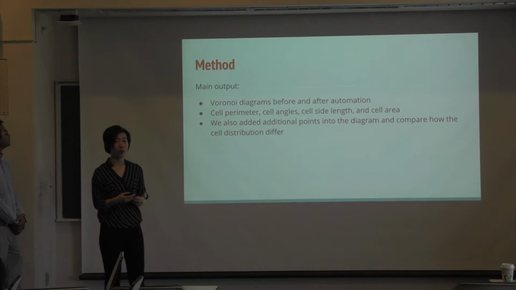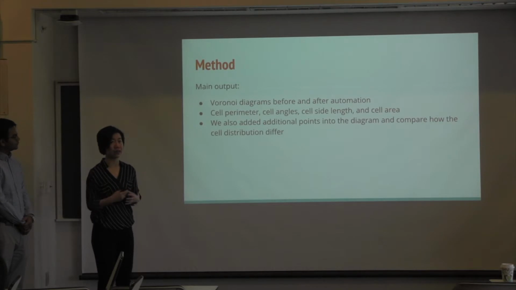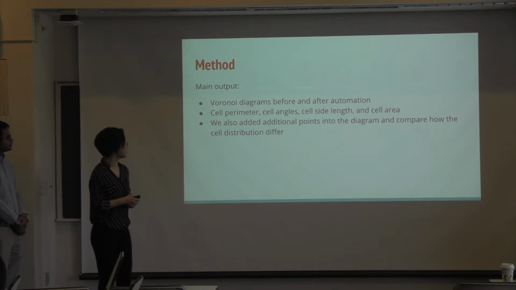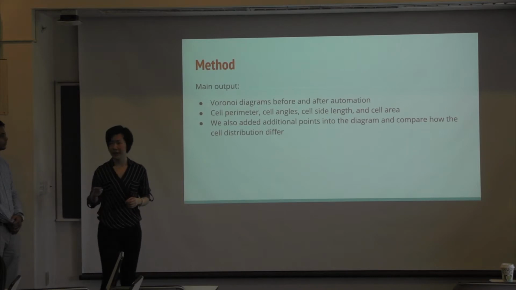The main output for our program is, first of all, a diagram both before and after the automation process. We want to output all those diagrams because we want to compare the distribution before and after the process, and to see whether the distribution of the cells will change. We also have the perimeters, the angles, the cell length, and the cell area. We would use all those data to plot in a distribution function and to see the characteristics of the Voronoi cells. And to move our project even further, we also add additional points into our diagram. We want to compare, if we add more points, how that would change the distribution of cells for our diagram. And next is Katie.